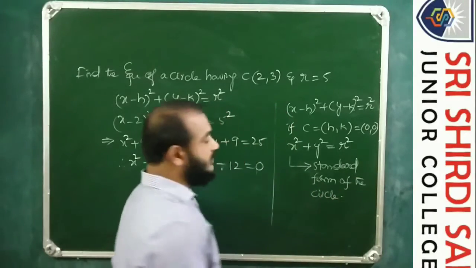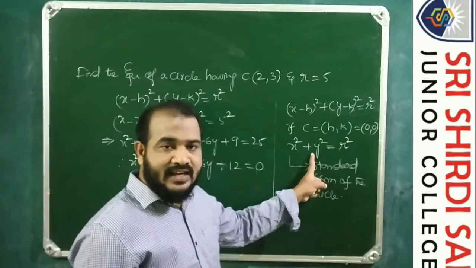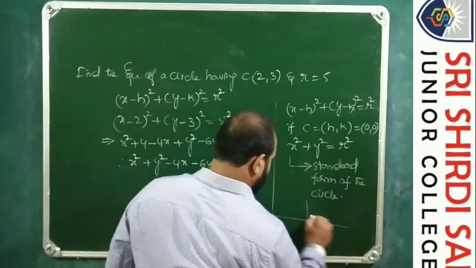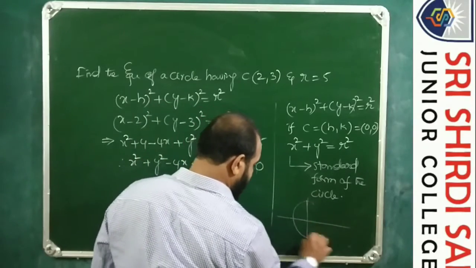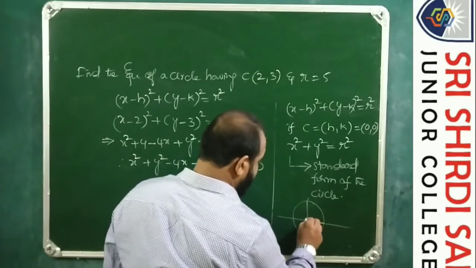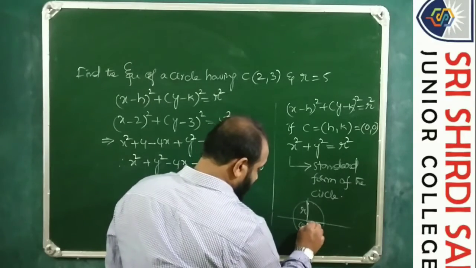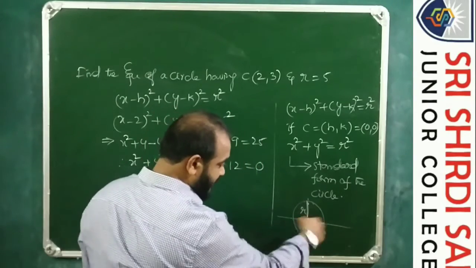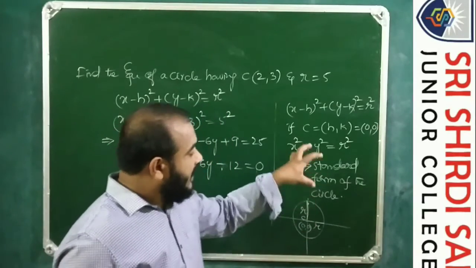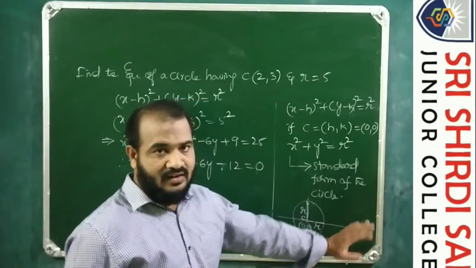The circle is said to be in its standard form if and only if its center is at the origin. That means, so this is the coordinate axes and this is our circle. So this is equal to r and this is equal to r. Here this is (0, 0). For this circle, the center is at the origin. So such a circle is said to have the standard equation.